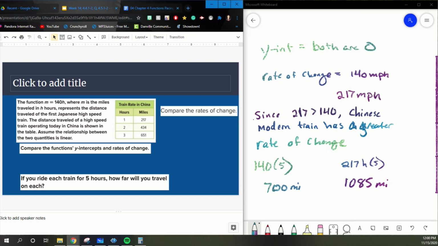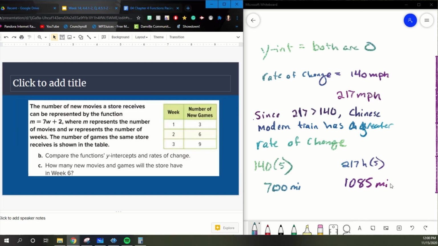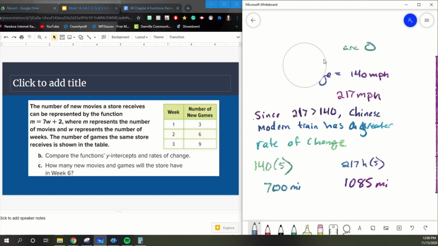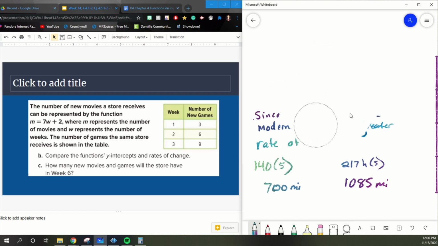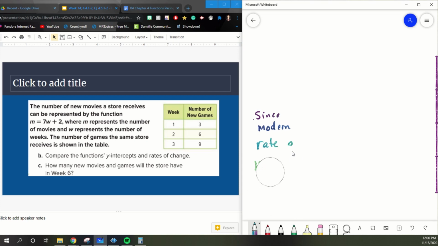So why don't you go ahead and try to solve this one. The number of new movies a store receives can be represented by the function m is equal to 7w plus 2, where m represents the total number of movies and w represents the total number of weeks. The number of games the same store receives is shown in this table. So we have the movies and then we have the games of the same store. Compare the functions' y-intercepts and rates of change. And then you need to figure out how many new movies or games the store will have in week 6. So go ahead and take a second, try to solve that, and we'll go over it in a second.